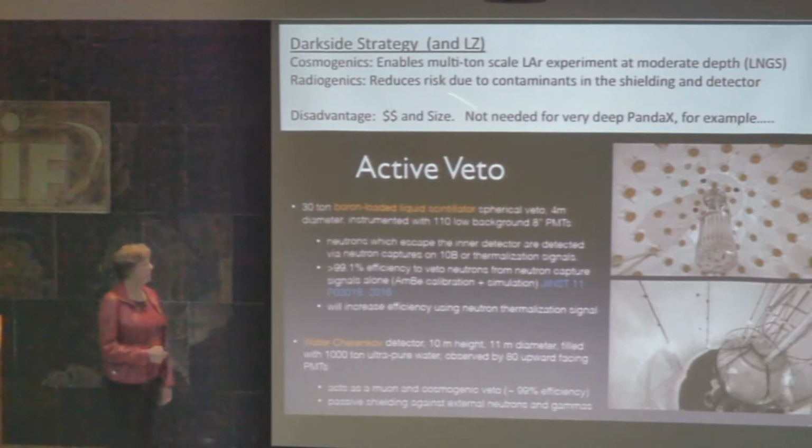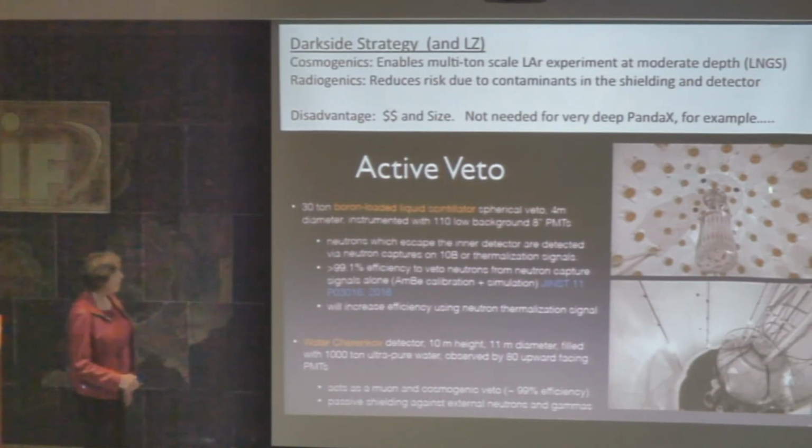The dark side strategy, this is a picture from dark side, this is their active veto, and it consists of a 30-ton boron-loaded liquid scintillator spherical veto, that's here, instrumented, you see with all the PMTs. And then outside of that, so imagine this is that thing, outside of that is a water Cherenkov detector.